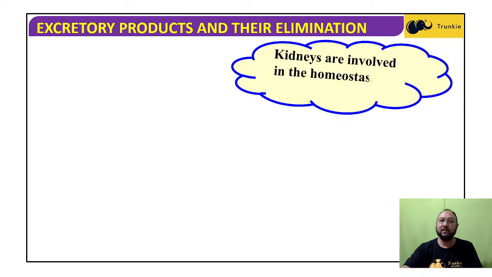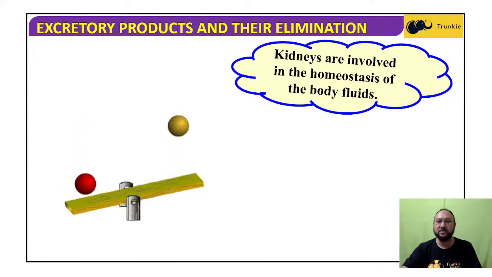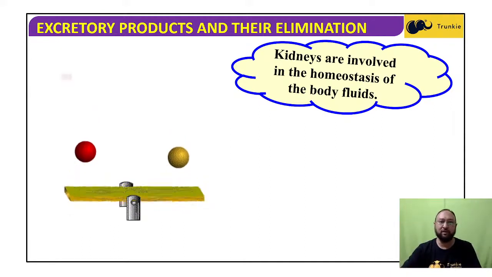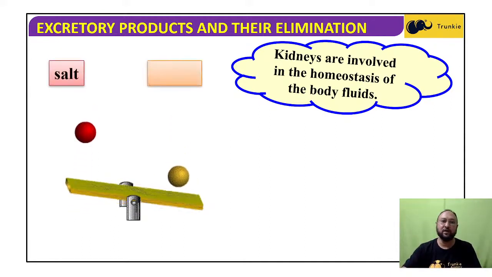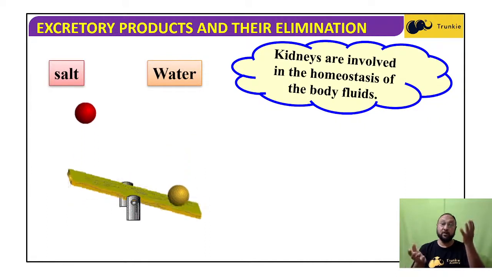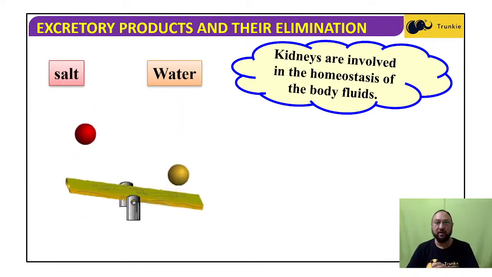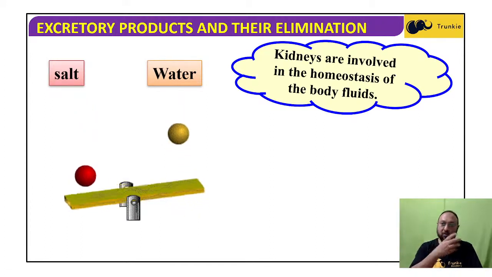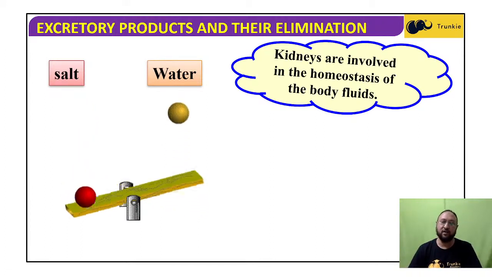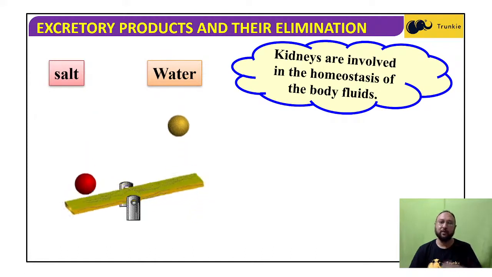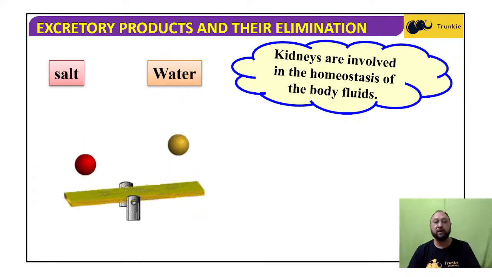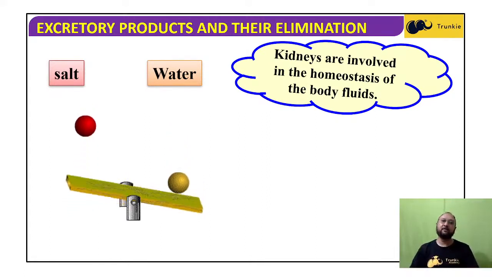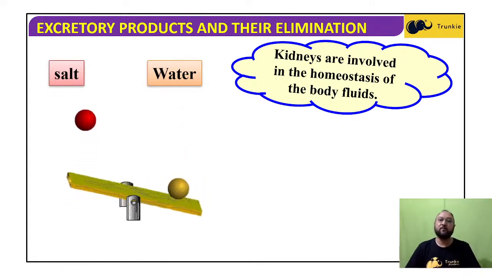So kidneys are involved in the homeostasis of the body. What is this? The seesaw, red and yellow. This is about the balance of the salt and the water. The salt and water have to be balanced in our body. So the kidney's function is not only to filter out the urine or formation of urine. Along with that, another important function is to maintain the constant body environmental condition, or homeostasis of body fluids.